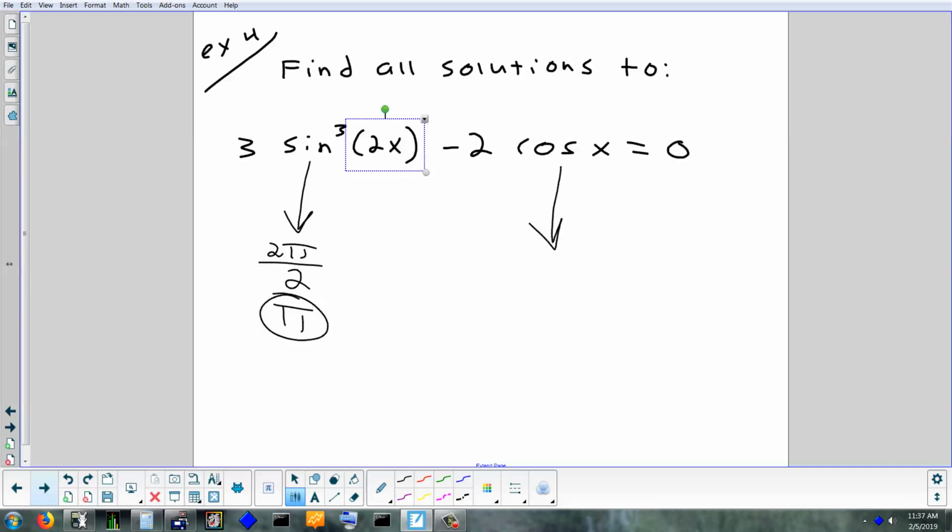And what's the period of cosine? Just regular cosine, no exponents, nothing. 2 pi. And the LCM? It's 2 pi. Again, it comes out to 2 pi a lot. It's not always going to come out to 2 pi.